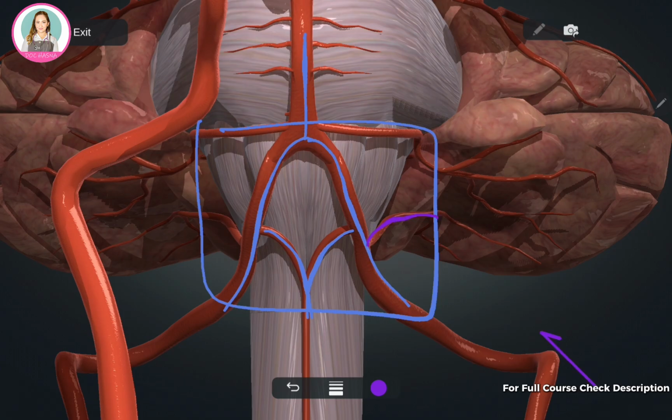So it's this branch, right? And as you can see, where is it going? It's going to supply what organ? The cerebellar organ, right? It's supplying the inferior side of the cerebellar, right? So what would it be called? This will be called the inferior cerebellar artery.